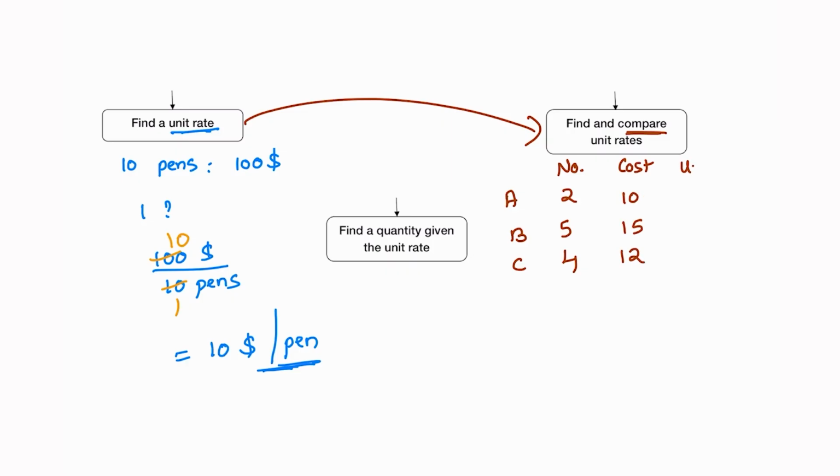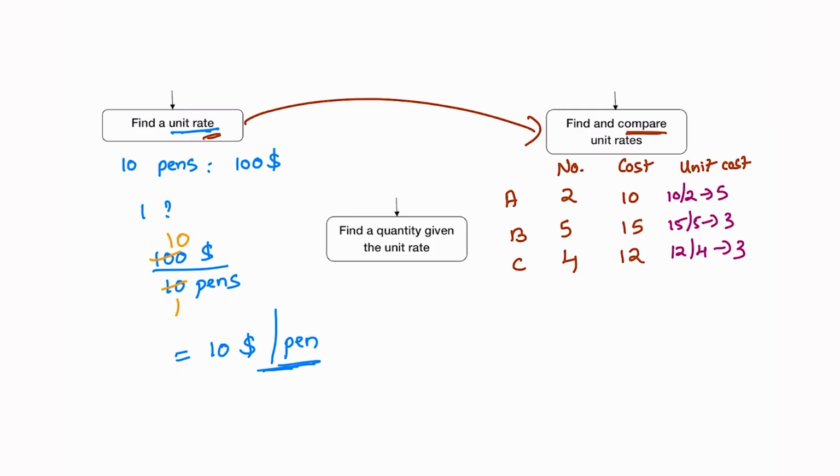Now here you're going to find unit cost, okay? And for that, we do the same thing. How do you find unit cost? So you will say here it is 10 divided by 2, and that's 5. This will be 15 divided by 5, that's 3. And this is 12 divided by 4, again 3. Okay, so you're finding unit cost, right? The cost of one. And for what you're finding, that's very important. That's what I'm going to explain you here.